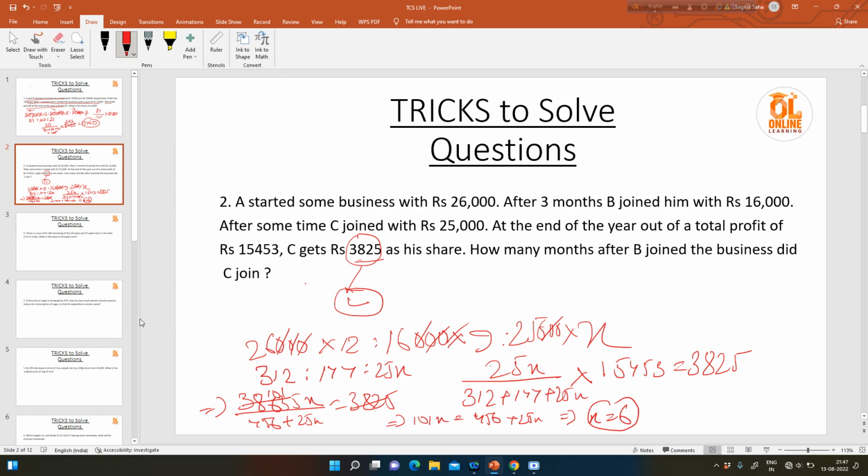C has invested the money for 6 months, and it is given that after some months B joined. So after how many months of B did C join? B has invested for 9 months and C has invested for 6 months, so after 3 months of B, C joined. So your answer would be 3 months.